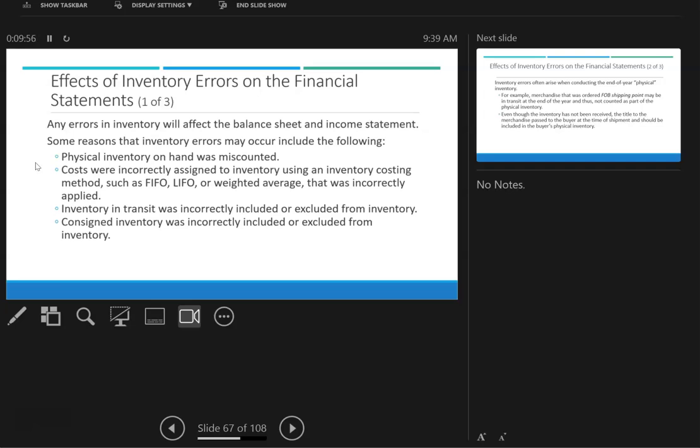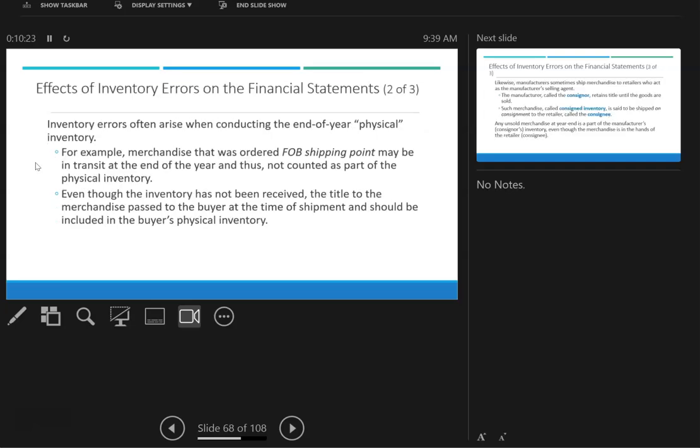Any errors in inventory are ultimately going to affect the balance sheet and the income statement. Some reasons inventory errors can happen: physical counts were screwed up, costs were incorrectly assigned, inventory in transit might not be included or excluded from inventory, or if you have consignment inventory, it might not be included.